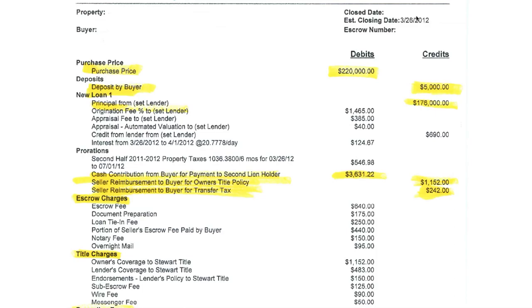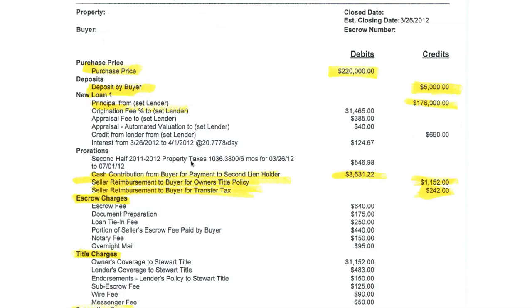So this issue of prorated interest is not a fee. It's simply something that is going to be adjusted based on when in the month you're going to be closing. Okay, so we have these lender fees here. We also have a lender credit of $690. And again, any credits from the lender, any credits from the seller are going to show up in the credits column. Okay.